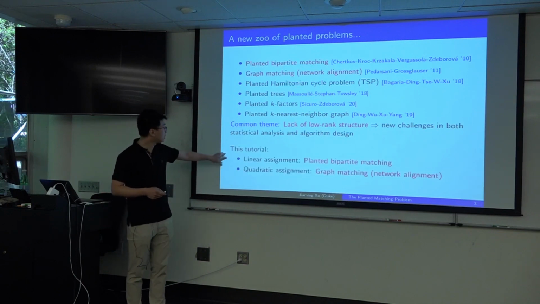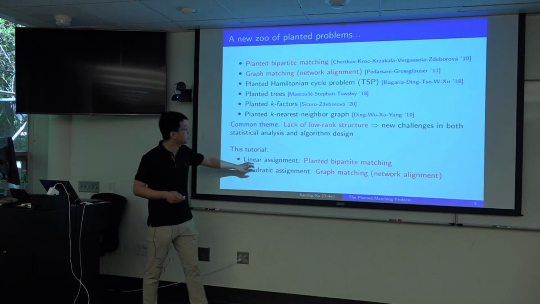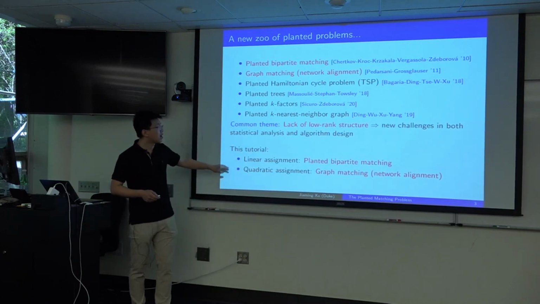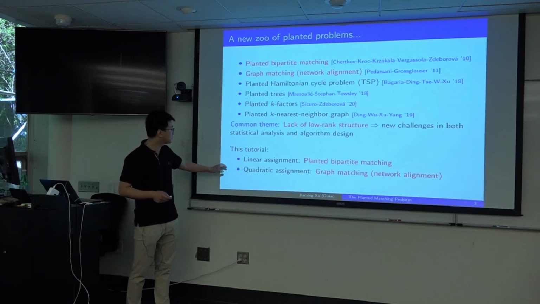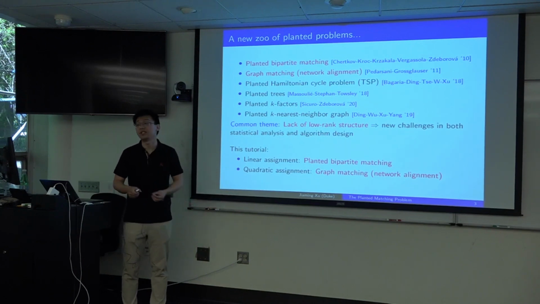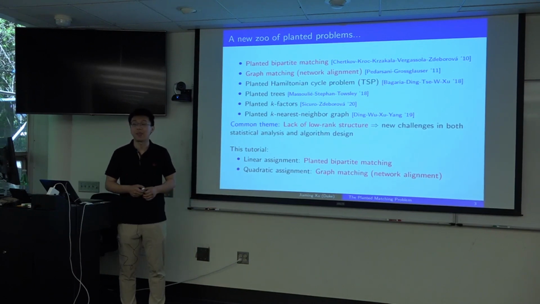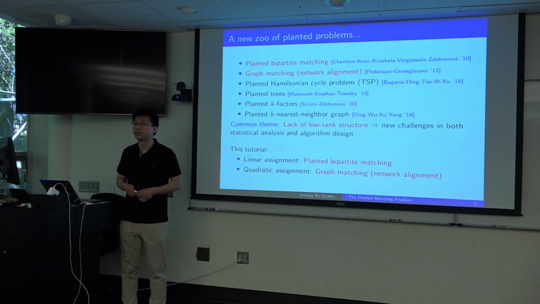In particular, in this tutorial, I'm going to focus on two problems. One is this planted bipartite matching problem. You can also view this as so-called planted linear assignment, which I'm going to show you later. The second topic is graph matching, also known as network alignment. You can also view this as a planted quadratic assignment problem. For those two problems, I'm going to show you the new analysis needed, and also the new algorithm design ideas.